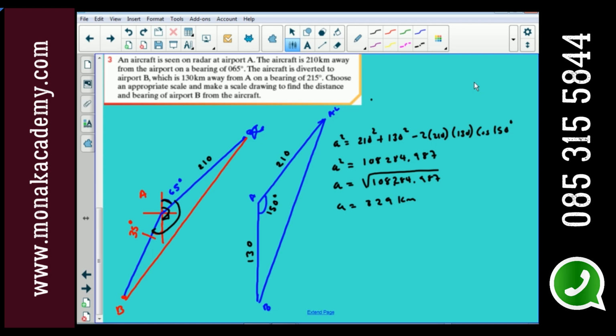Okay. From there, the bearing of airport B from the aircraft. We draw a compass at the aircraft. Right? Compass at the aircraft.